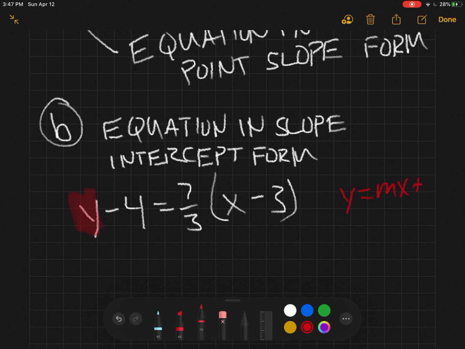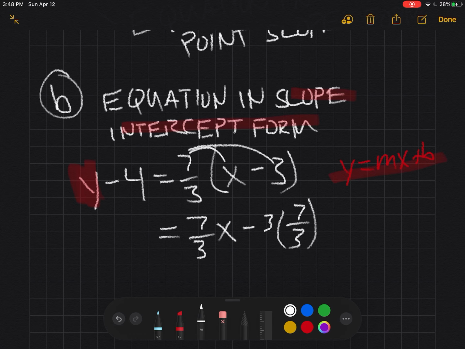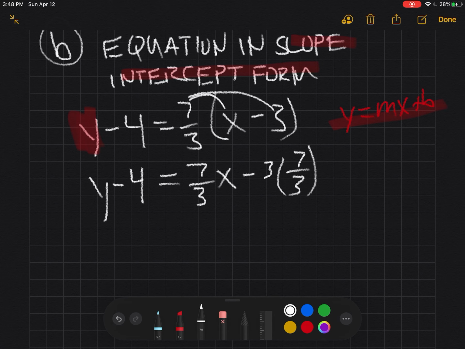What we have to do here is solve for y. Solving for y means we want y on one side of the equals sign and everything else on the other. So we want our answer to look like y equals mx plus b, because that, my friends, is slope-intercept form. Don't freak out about the fraction. There's actually going to be very little work here. First thing I'll do is distribute. So I end up with 7/3 times x, and then minus 3 times 7/3. I haven't done anything on this side of the equal sign, so I'm just going to copy it down as I go.